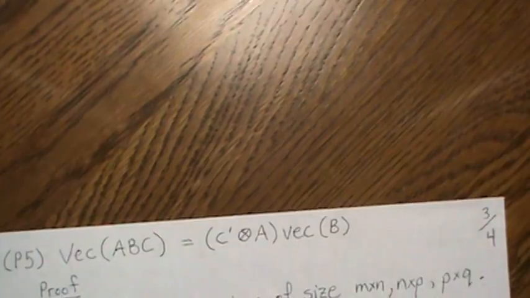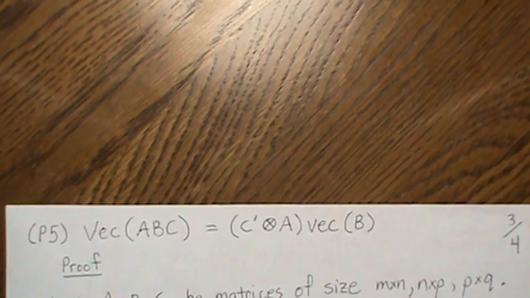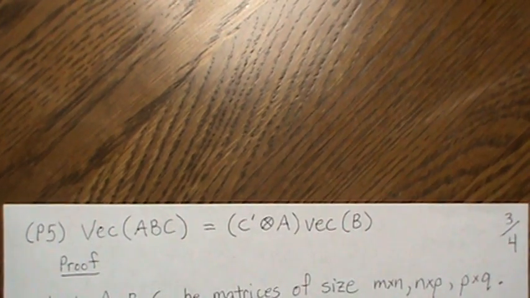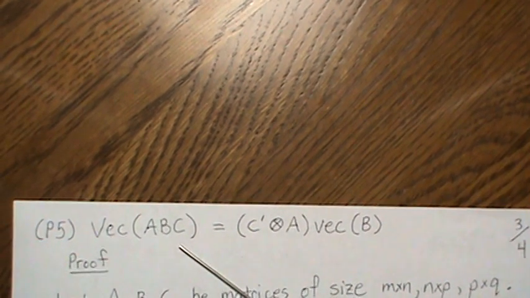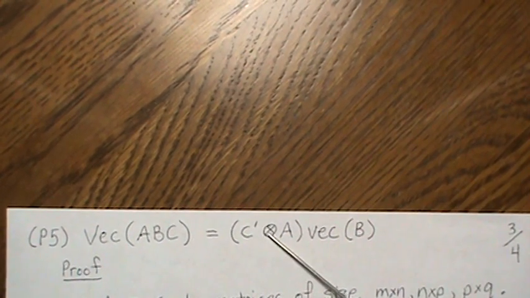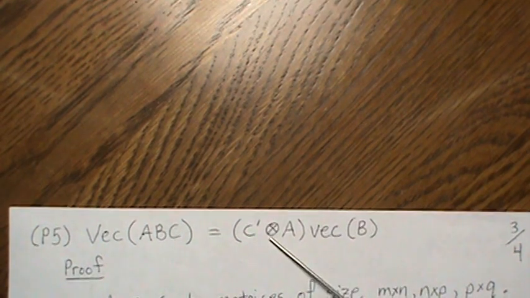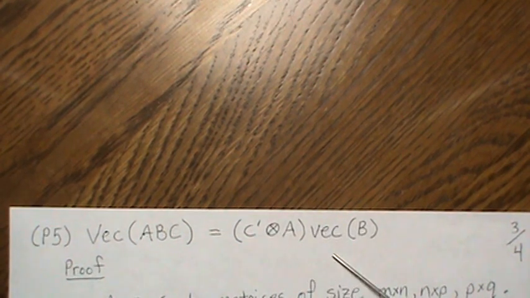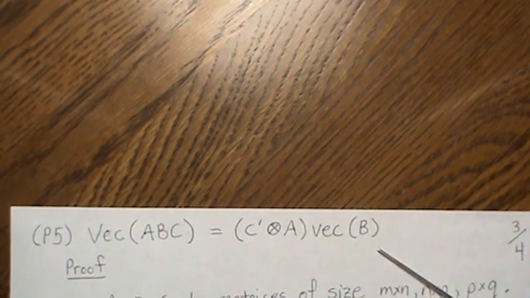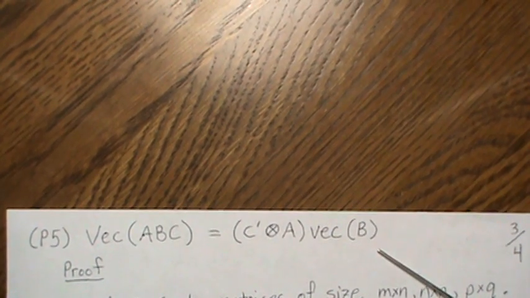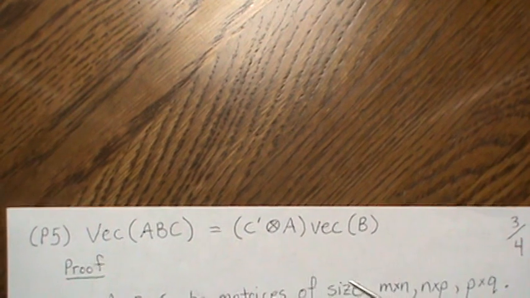So part 5, and actually this is the property that I think is just genius. So let's prove this. The vec of ABC is equal to (A transpose Kronecker product with I) times the vec of B. And after the proof, I'll give you a quick little example of why this is so genius.